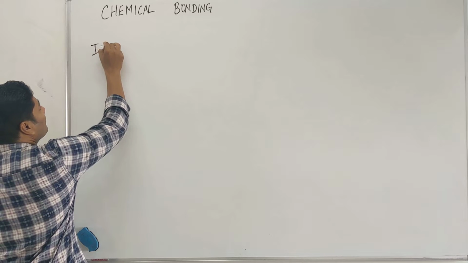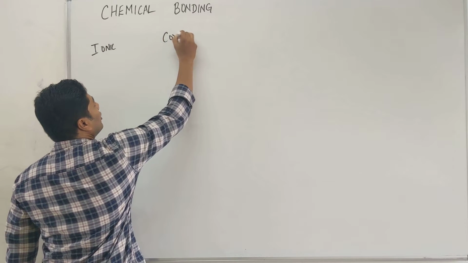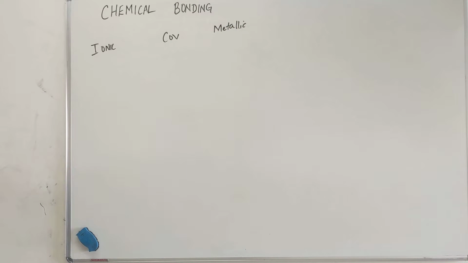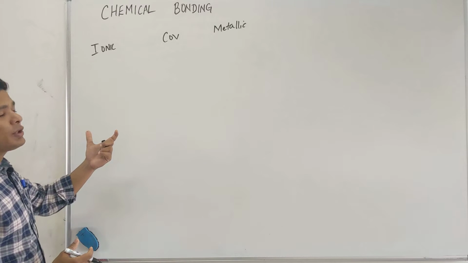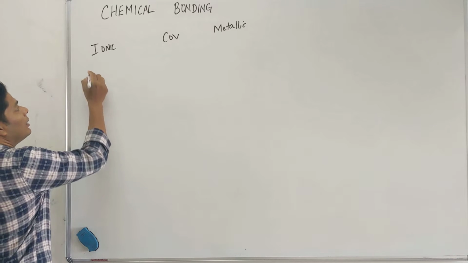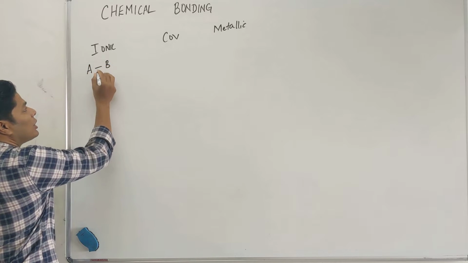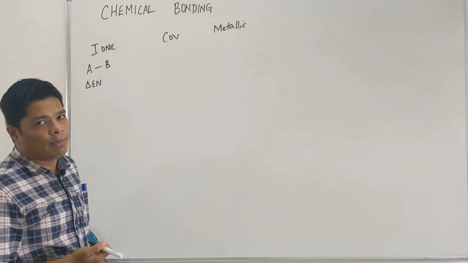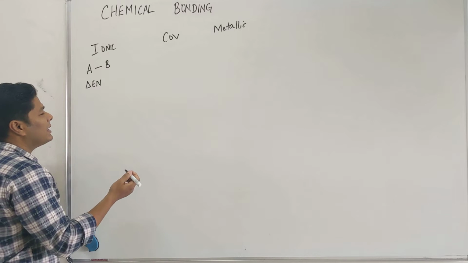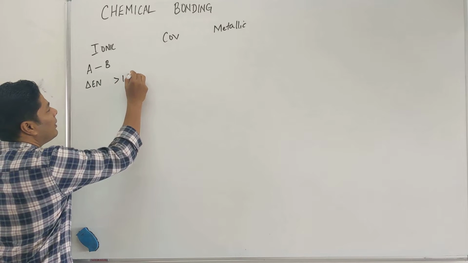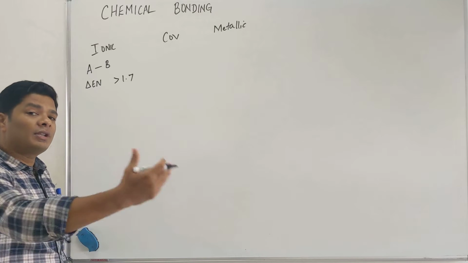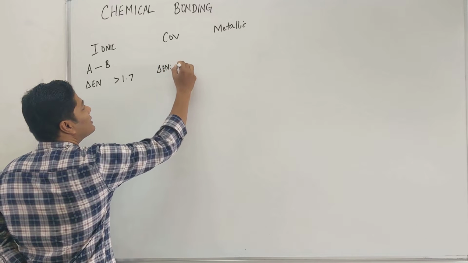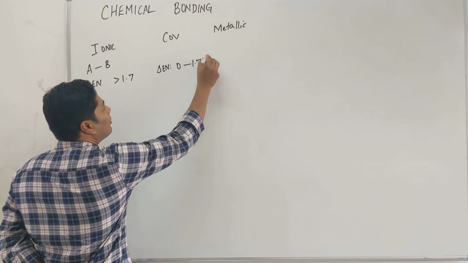There are three types of bonds: ionic, covalent and metallic. Metallic bonds exist among metals, that is much easier to remember. Ionic bonds and covalent bonds: the bonding between A and B becomes ionic if their electronegativity difference is greater than roughly 1.7 to 1.8. I have given you the electronegativity values in the periodicity lecture. The more it is greater, the more ionic it is. Similarly, for covalent, the electronegativity difference is somewhere from 0 to 1.7.